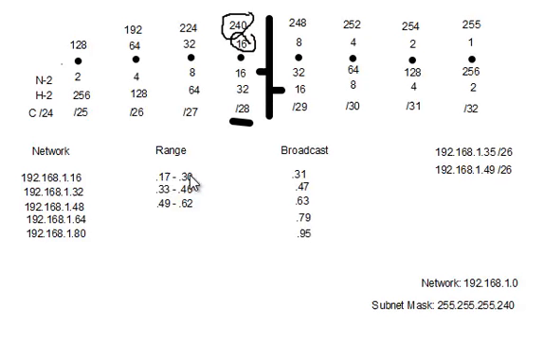After 16 comes 17, and all the numbers after 17 up to 30. Why are we stopping at 30? Because 31 is the broadcast. You can't go past 31. You have to stop at 30. The next network is not a usable number. If you were trying to assign a computer the 192.168.1.32 with this subnet mask, you would have an error. It would not work. Okay?